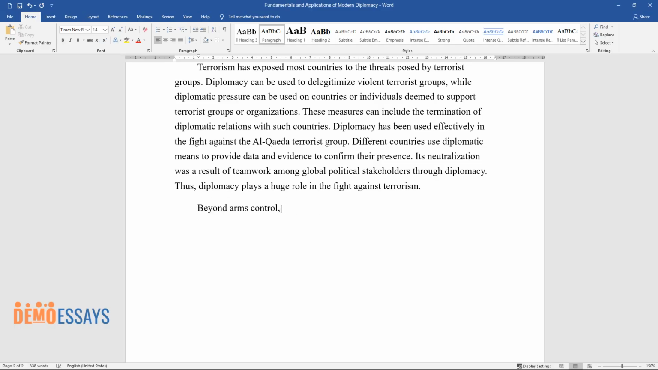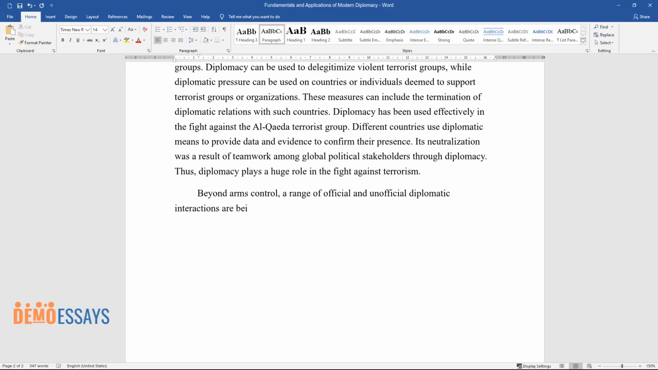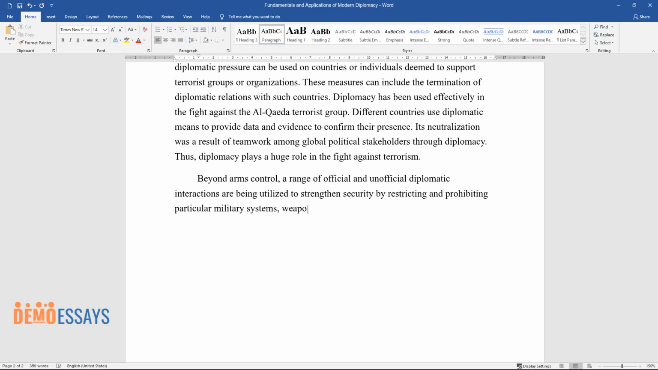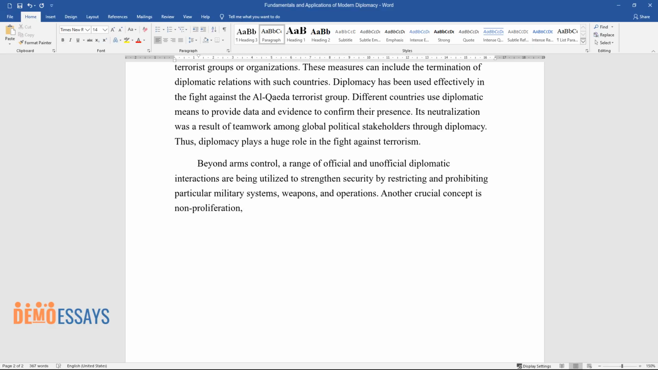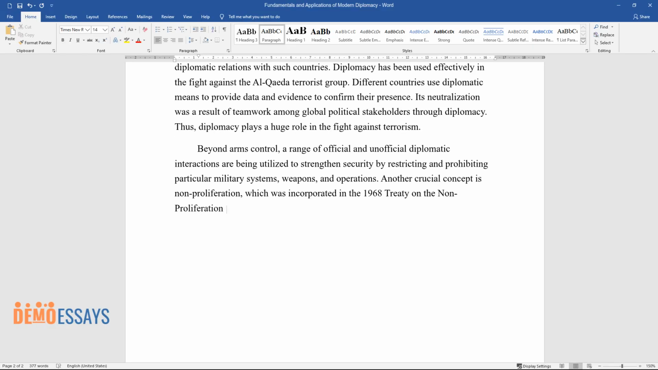Beyond arms control, a range of official and unofficial diplomatic interactions are being utilized to strengthen security by restricting and prohibiting particular military systems, weapons, and operations. Another crucial concept is non-proliferation, which was incorporated in the 1968 Treaty on the Non-Proliferation of Nuclear Weapons, NPT.